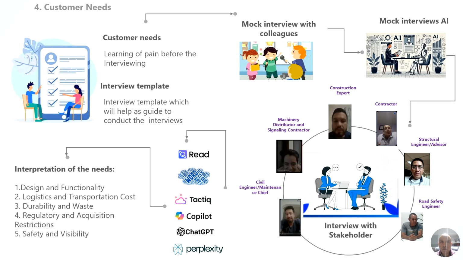To consolidate the needs, our team met to compare perceptions, identify key stakeholders, and capture as many requirements as possible. Each team member first creates an independent list of needs, and then we combine them into a single comprehensive list. Next, we prepare an interview template to guide our conversation with stakeholders. We conduct interviews in 3 stages: with colleagues, AI, and stakeholders. The information gathered was processed using AI tools across 5 critical interpretations of needs.